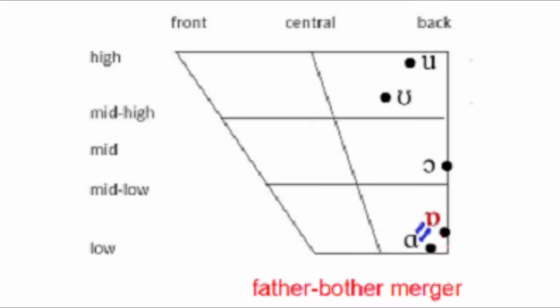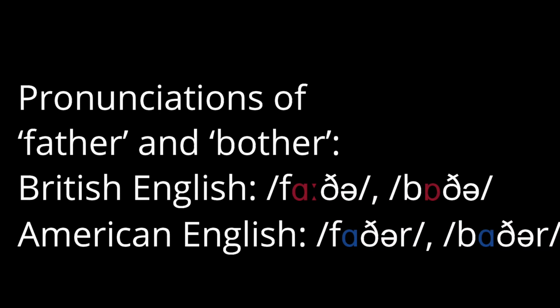This phenomenon has been called the father-bother merger, since in British English, father and bother have different vowel sounds, father and bother. But in the U.S., both are pronounced with the ah sound, father and bother.